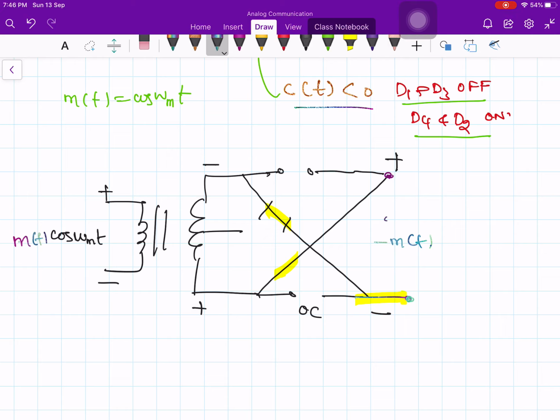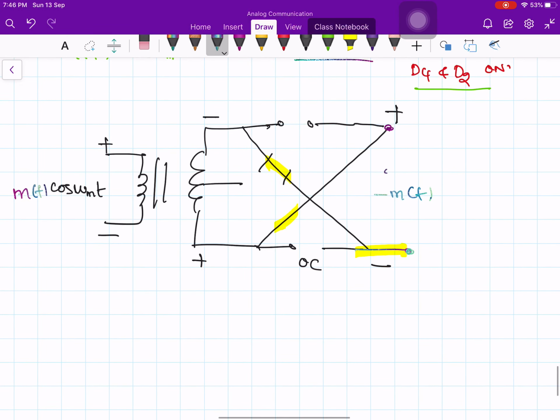Okay, so m of t is effectively multiplied by minus 1. So this is as if changing the sign of m of t. Effectively the connection between the input and output is crossed, and therefore that is equivalent to multiplying m of t with a minus 1.